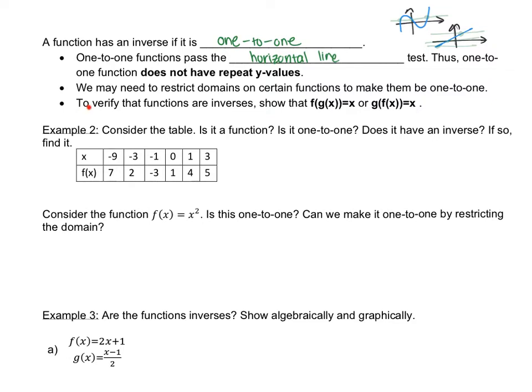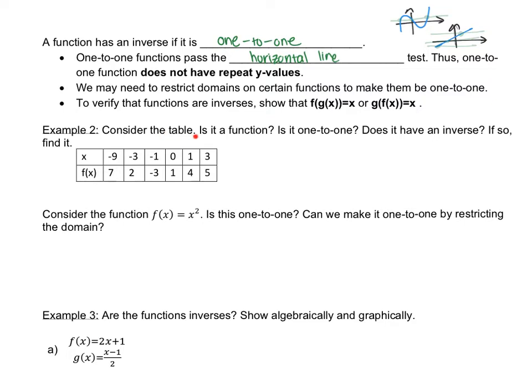Another thing is you can verify if functions are inverses by finding the composition function. So plug g into f or f into g and you spit out just x to the first power. If you take the composition function and you get x out, then you know that those two functions are inverses. That's only when you're given two functions, like in example 3. So that's how you can evaluate. First, let's start with example 2.